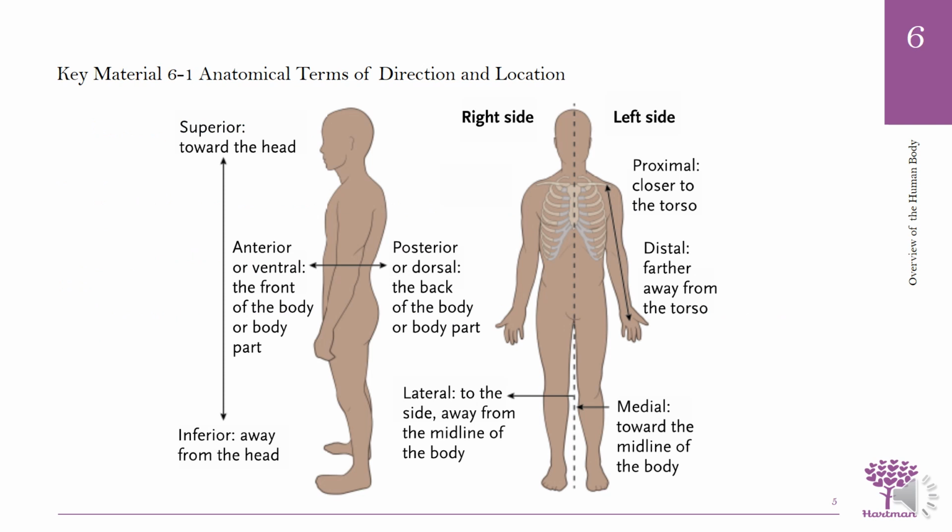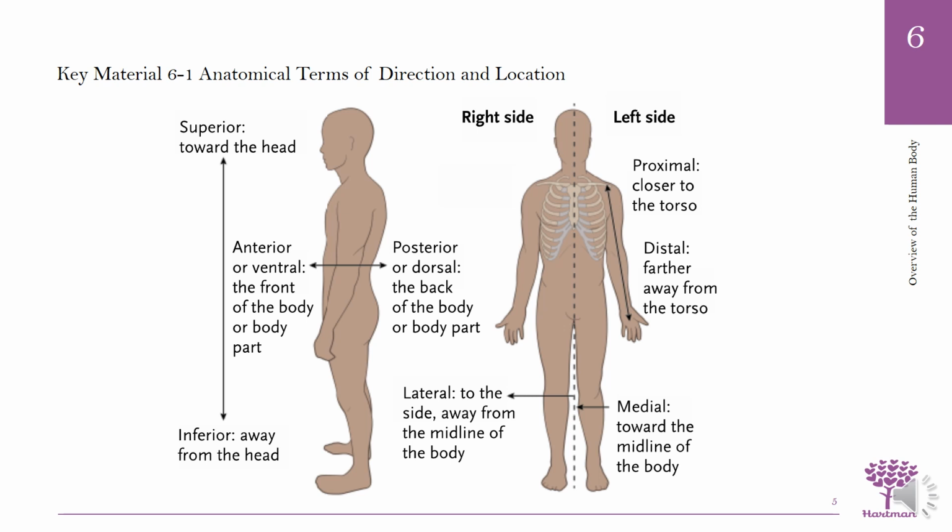Anatomical terms and locations are descriptive terms to help identify positions or directions of the body. Here are some anatomical terms used to describe locations in the human body. The terms anterior or ventral refer to the front of the body or body part. Posterior or dorsal refers to the back of the body or body part. Superior, just like your superiors in a job, refers towards the head. Inferior means away from the head or towards the bottom.